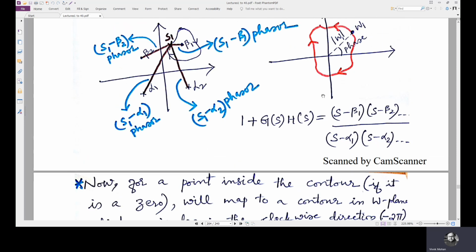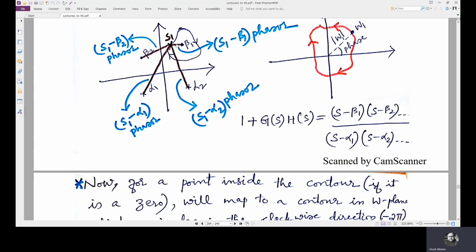And suppose it is a 0, these phases are S1 minus beta 1, S2 minus beta 2, S3 minus beta 1, S4 minus beta 1, S5 minus beta 1, like that you are traversing through the contour, right? Now if a pole lies in the denominator, the angle contribution is negative, right? When you find the angle, if it is in the denominator, then it is a negative angle. The contribution is a negative angle.